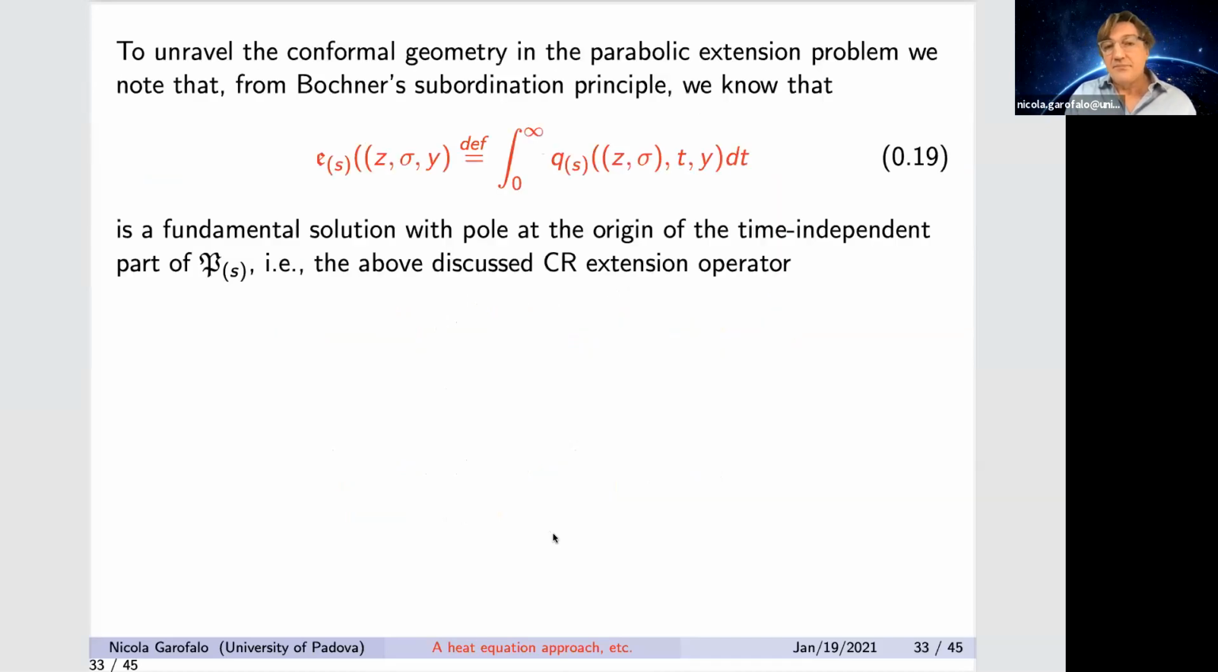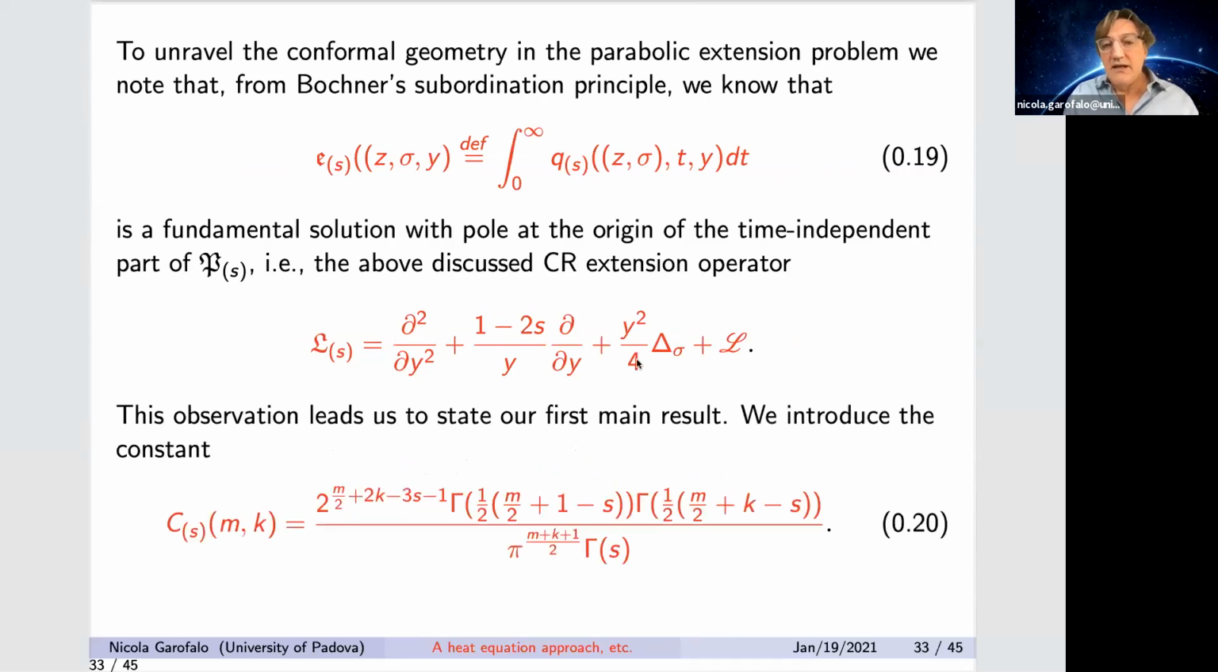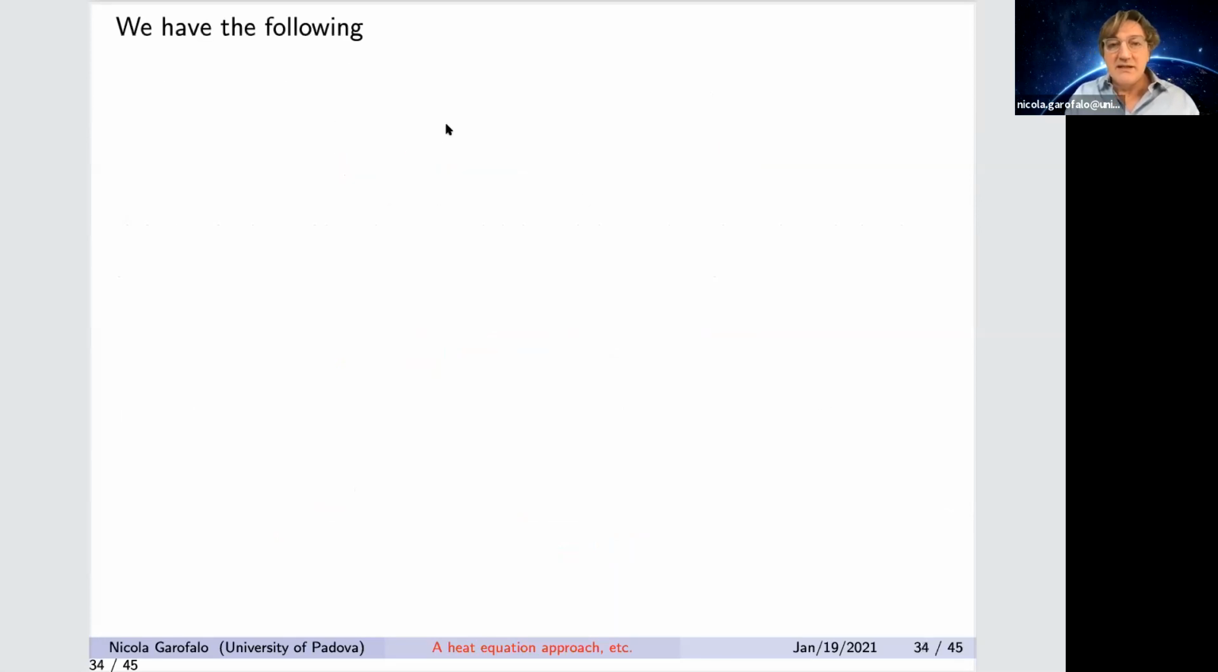Okay, so now from Bochner's subordination principle, as for the standard Laplacian, if we integrate in time these objects, we're going to get the fundamental solution of the operator of Frank, del Mar González, Monticelli, and Tan. So this leads me to the first main result of my talk. There is this monster constant, an explicit constant. Keep in mind this formula here, because you will see it in the next theorem.